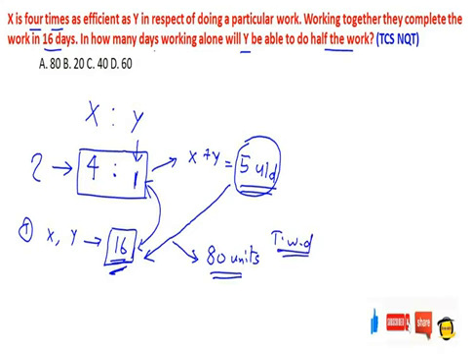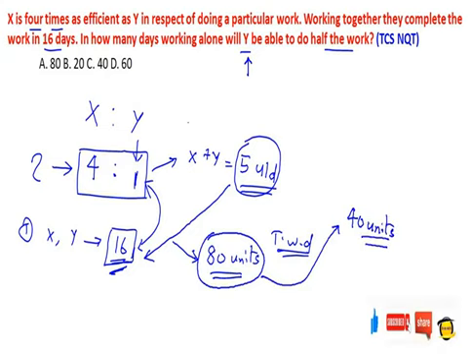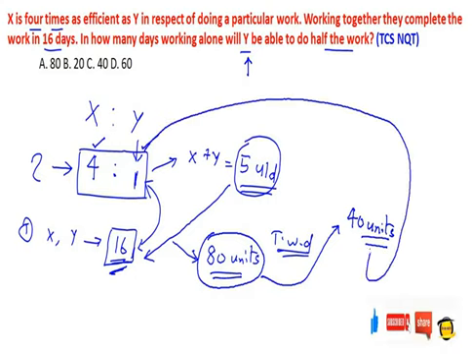And now we need to find out in how many days working alone will Y be able to do half of the work, right? So the total number of units to be completed is 80 units and half of the work is going to be just 40 units, right? And how many units does Y complete in 1 day? From the efficiency ratio, we know that X completes 4 units in 1 day and Y completes 1 unit in 1 day. So if Y is completing 1 unit per day, in order to complete these 40 units of work, it's going to take 40 days of time. That's it. So we have the option as 40 in option C.